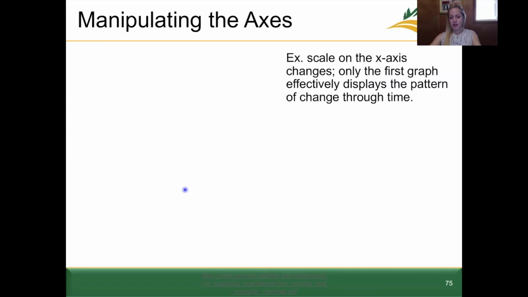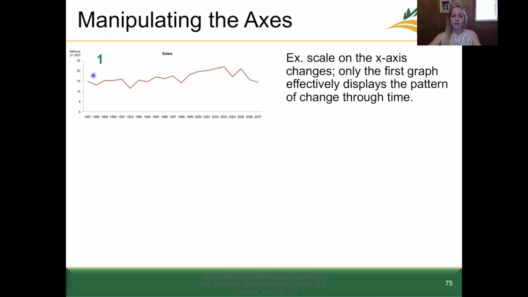Now here's another example to look at. So for graph 1, we have millions of US dollars on our y-axis going from 0 to 25. And on our x-axis here, we start with 1987 up through 2007. And each value here on the x-axis is separated by 1 year. So we have 1987 to 1988, etc.